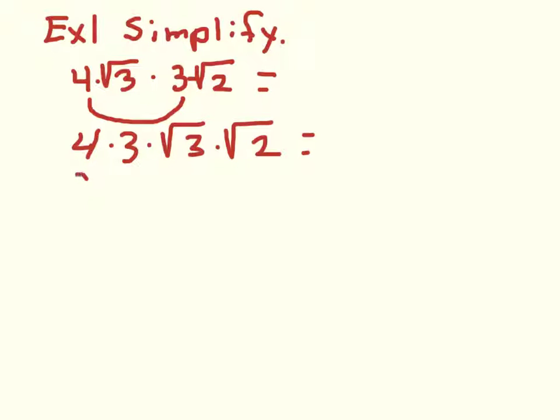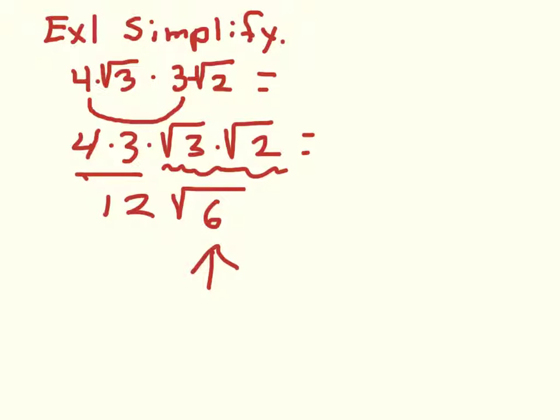Now multiply just the numbers. 4 times 3 is 12. Now how do you take care of the radicals? You just multiply the numbers inside. 3 times 2 is 6. So the simplification of this problem is 12 radical 6. I know I'm done because 6 does not have a perfect square factor. So 12 radical 6 is my answer.